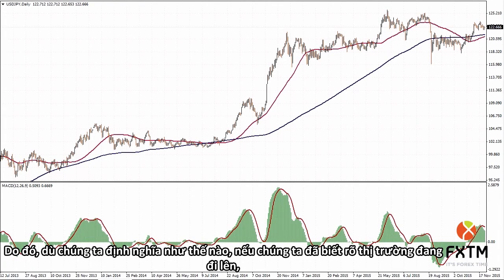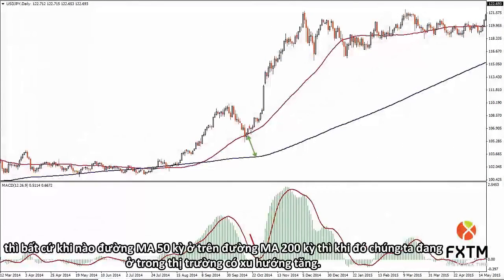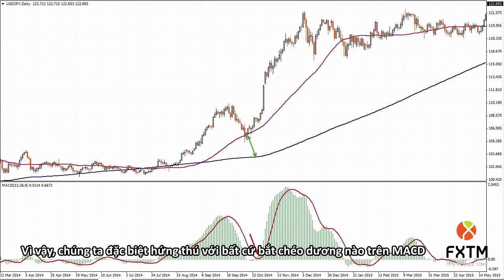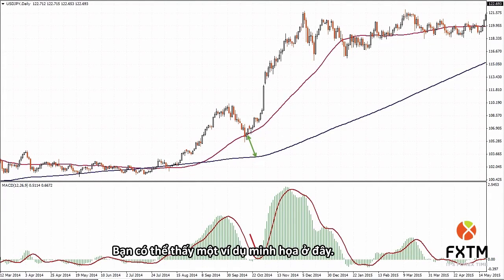So if we already know that the market is in an uptrend, however we've defined that, so let's say for example here on the dollar-yen pair, we've defined that as any time when the 50-period moving average is above the 200-period moving average, then we're in a bullish market. Therefore, we're very interested in any positive crosses on the MACD as a signal that bullish momentum is beginning to accelerate, and that would be considered a risk-on signal. So you can see an example of that here.